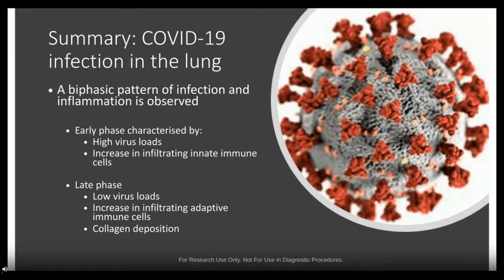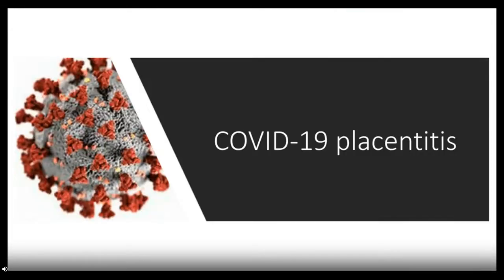So in summary, we can say that we see a biphasic pattern of infection and inflammation in SARS-CoV-2 infected patients. Early phase is characterized by high virus loads and an increase in infiltrating innate immune cells. Late phase by low virus loads and an increase in infiltrating adaptive immune cells with good evidence of collagen deposition.